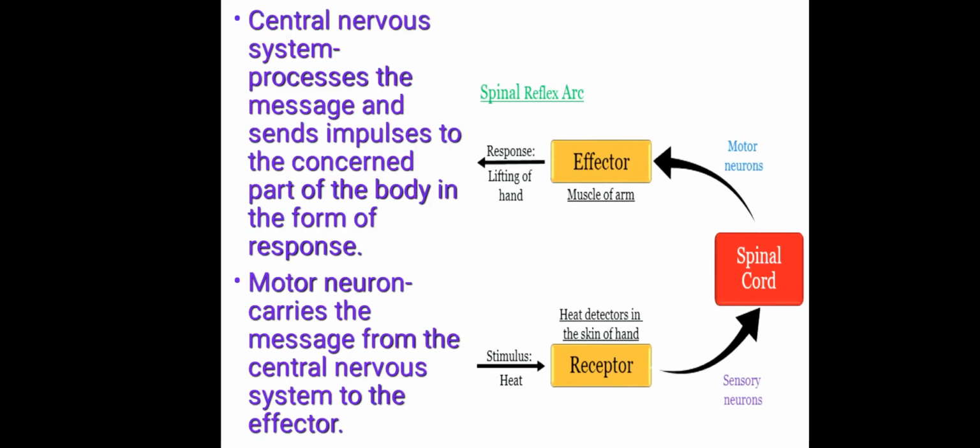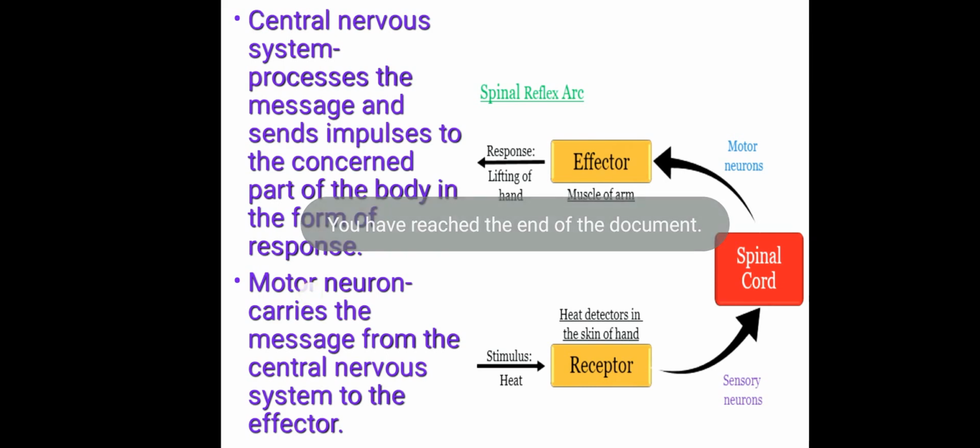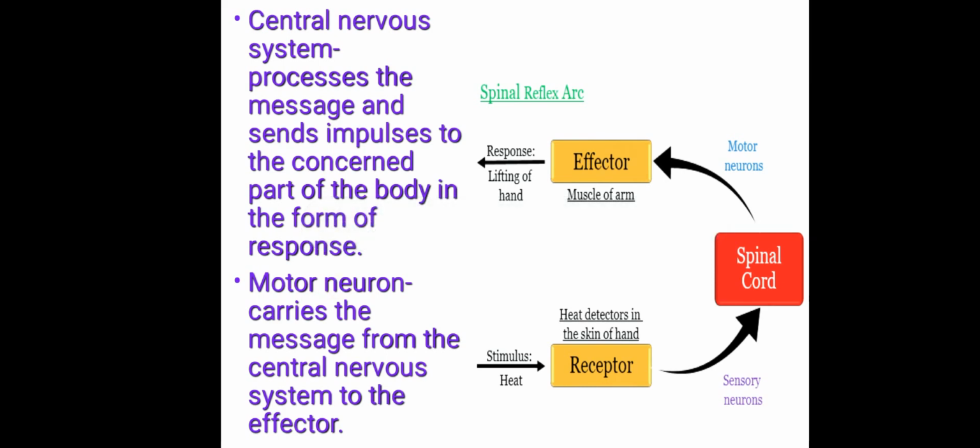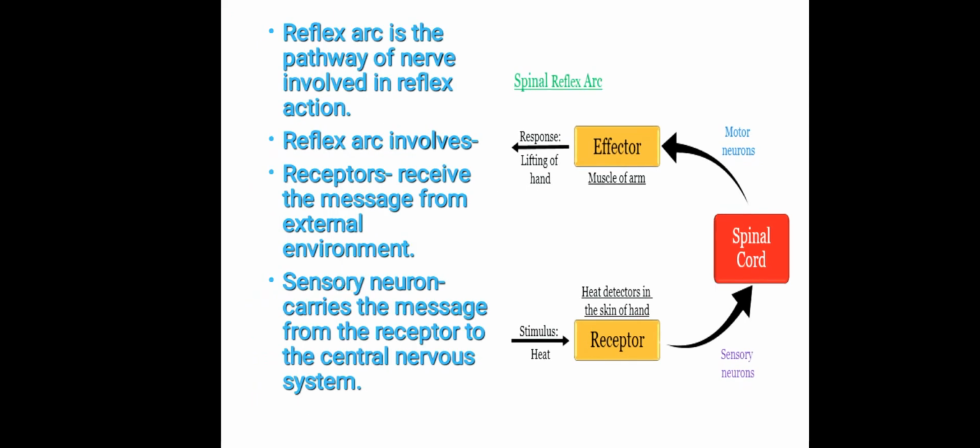The central nervous system processes the message and sends impulses to the concerned part of the body in the form of response. Motor neuron carries the message from the central nervous system to the effector. So whenever we try to touch any hot thing, we automatically withdraw our hand.